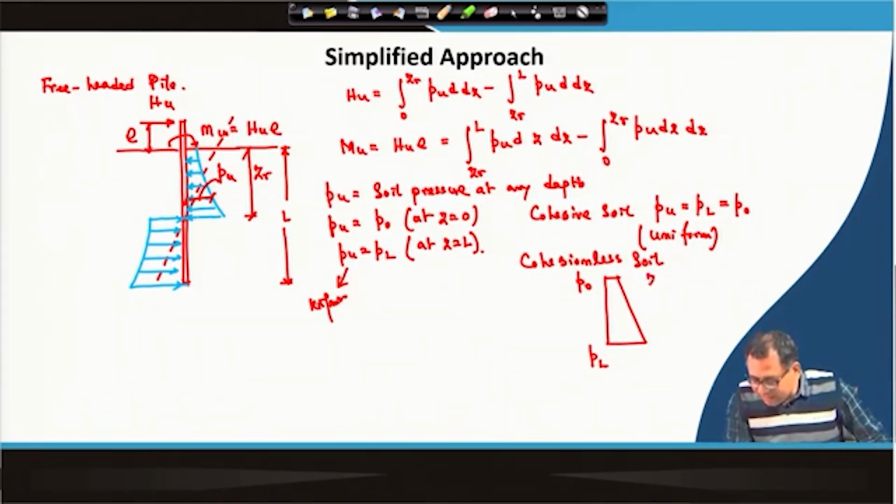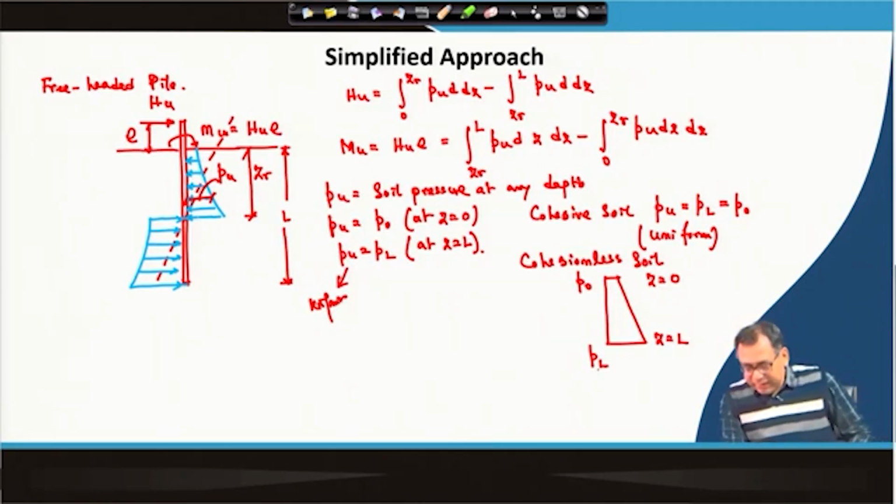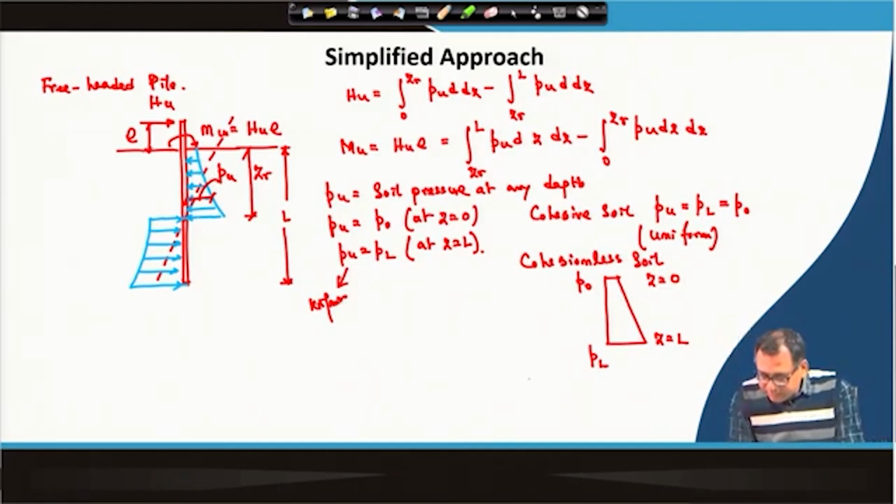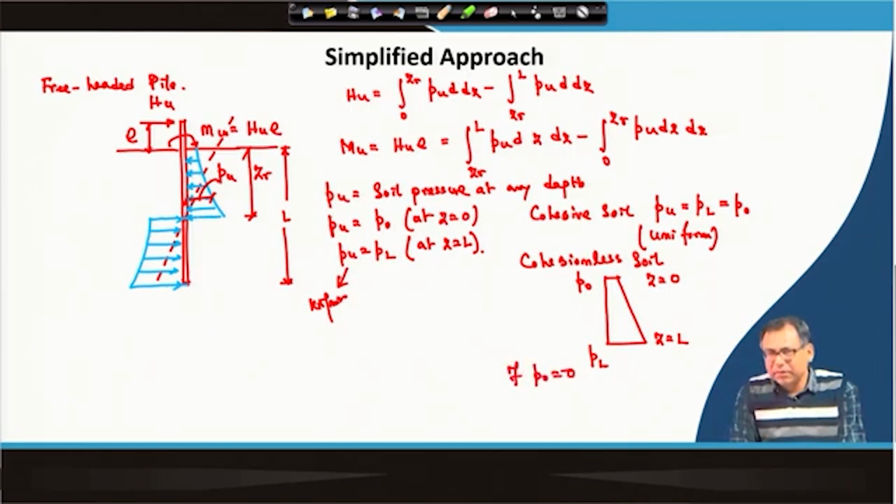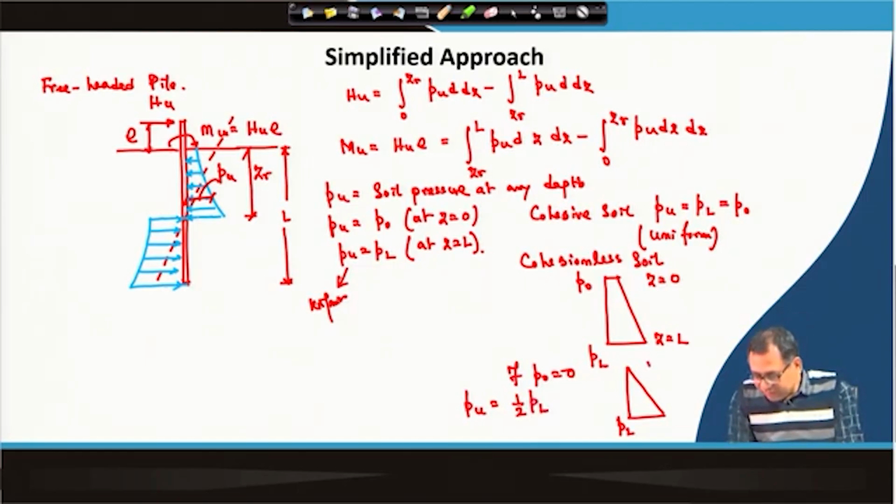So, p 0 means at z equal to 0, and this is z equal to L. So, p u is varying linearly with p L, and if p 0 is equal to 0, then the variation will be something like this. This is p L. So, in such case, p u will be the average pressure, because this is 0. Now, p u will be equal to half p L. If this is z equal to 0, that is z equal to L.